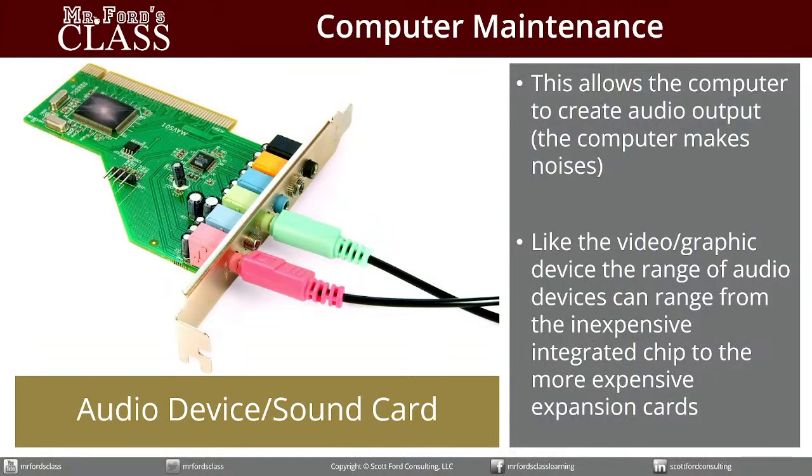All right, audio device and sound card. These are a mix, right? You have audio out. So for example, you're hearing my voice, but as I'm recording it, we are doing audio in. So audio devices and sound cards allow the computer to create audio output as well as turn analog information, sound waves, into digital information.